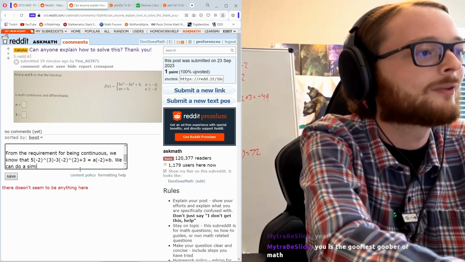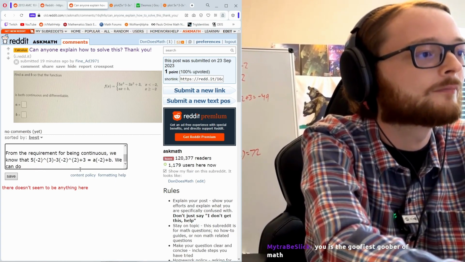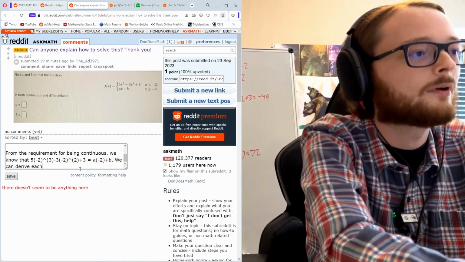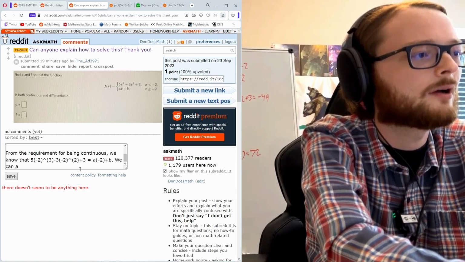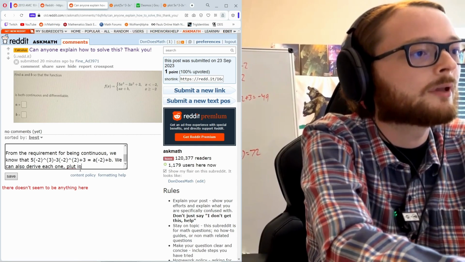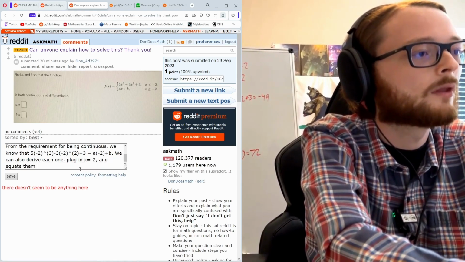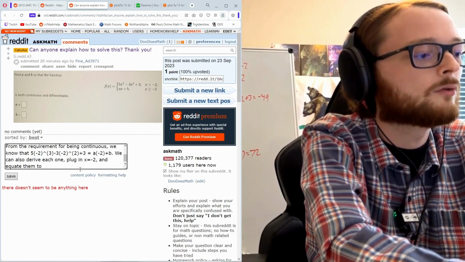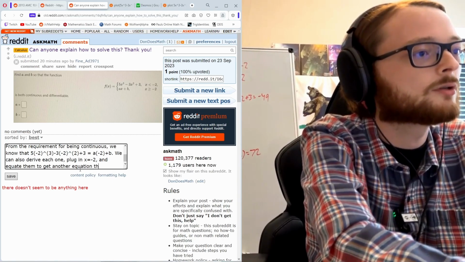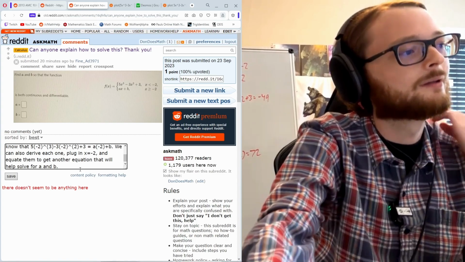We can do a similar equating, or we can derive, or I guess we can also derive each one, plug in x equals -2 and equate them to get another equation that will help solve for A and B.